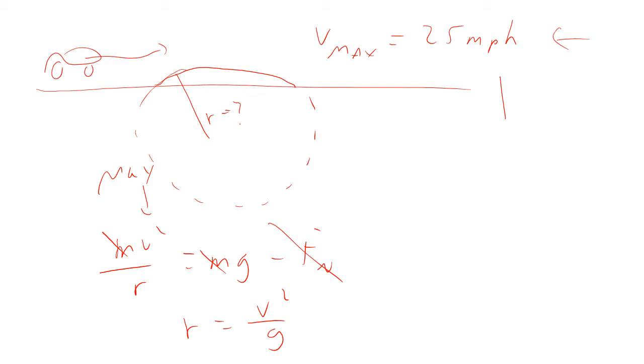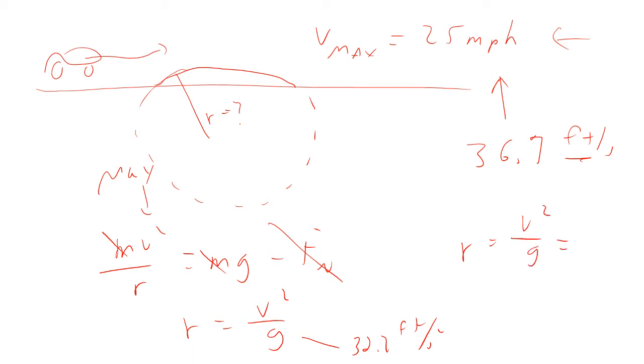Well, 25 miles per hour, we've got to do unit conversions. So 36.7 feet per second. g is 32.2 feet per second squared. Remember, if we're doing feet here, we've got to do feet there. So r, v squared over g, turns out to be 41.8 feet. And so that is the radius of curvature of a road hump designed to keep you at or below 25 miles per hour. Okay, so that's what you design it for.